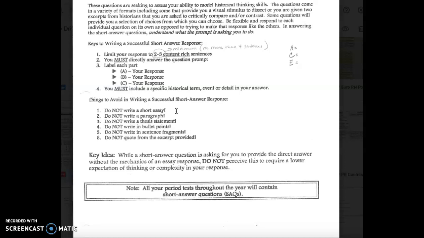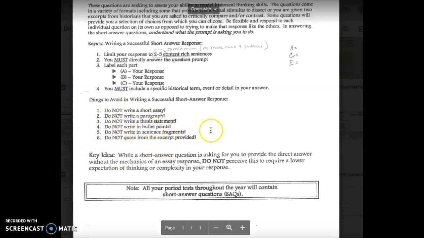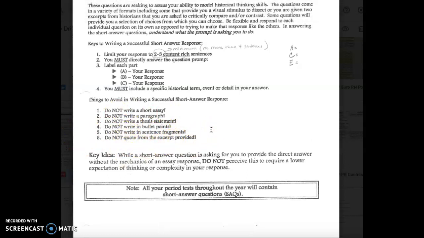And that brings up this point. All short answer questions have some type of stimulus. They may have a passage from a primary or secondary document. They may have a graph, a chart. They may have an image. It could be a political cartoon. It could be a piece of artwork. You never know what they're going to give you. But if it is written information, again, do not quote from the actual excerpt. We know what's there, so we don't need you to quote from it. Okay?